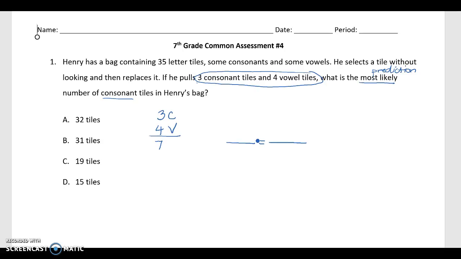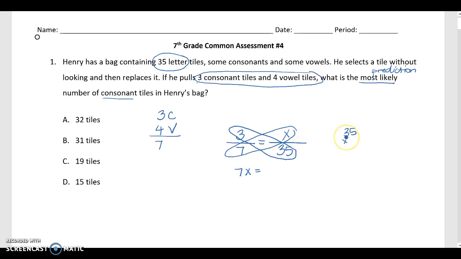So since we're looking at consonants, how many consonants did he pull out? 3 out of a total of 7 tiles that he took out. And our new total, because it's saying how many in Henry's bag, well, his bag has 35 letter tiles. So x over 35. So then we're going to go ahead and do our cross product. So 7x equals 3 times 35. 35 times 3. 3 times 5 is 15. 3 times 3 is 9, plus 1 is 10. 105. Divide by 7.